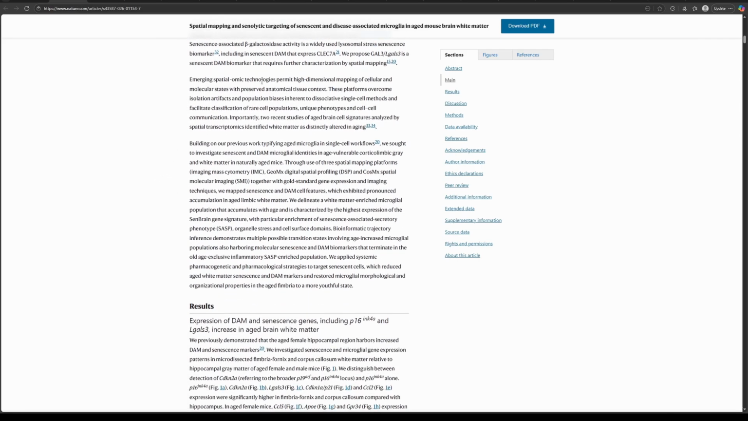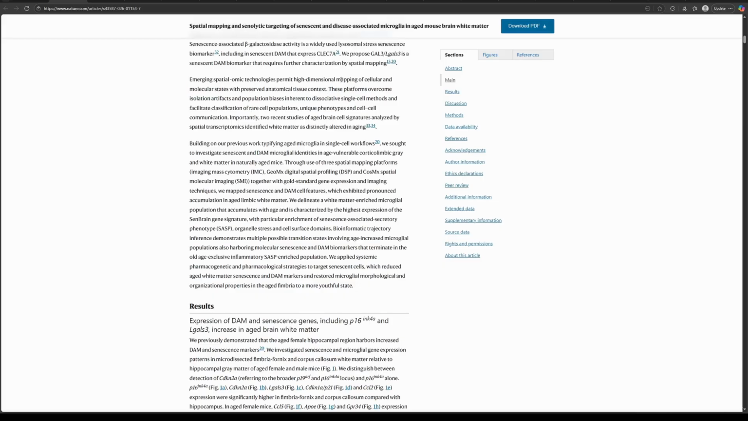Emerging spatial omic technologies permit high-dimensional mapping of cellular and molecular states with preserved anatomical tissue context. Emerging spatial omic technologies. Man, how is anyone who isn't a specialist in the field supposed to know what this stuff is? Permit high-dimensional mapping. High-dimensional mapping. Sci-fi crap. Of cellular and molecular states with preserved anatomical tissue context. That seems like a really complex way of saying that it is a very in-depth way of looking at the cell.